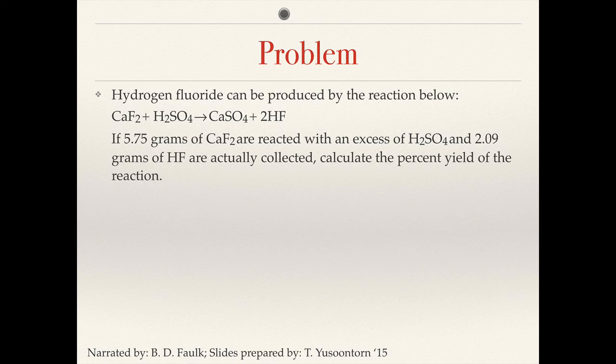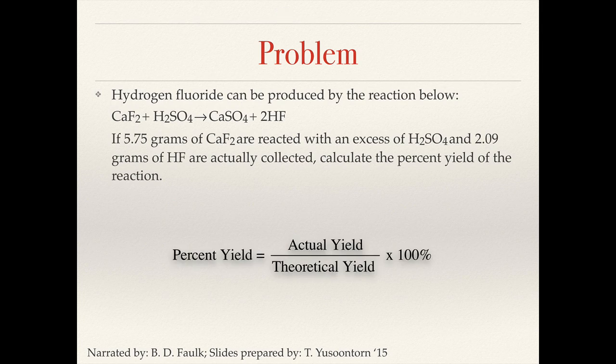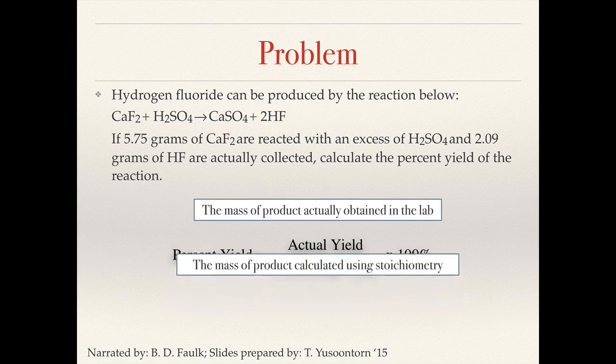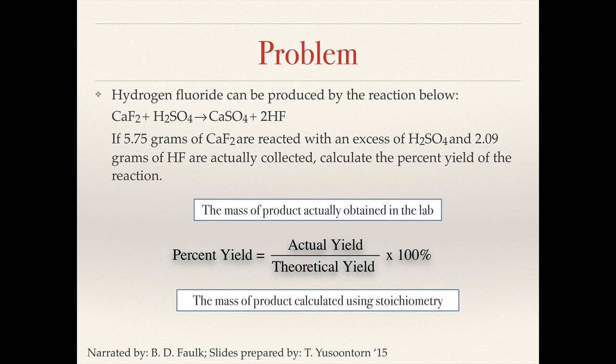All right, let's take a look at our first percent yield question. Here we're asked for the percent yield of hydrogen fluoride, which is a very toxic chemical. We note that the percent yield is always the actual yield divided by the theoretical yield. The actual yield is what we obtain in the lab, and the theoretical yield is what we predict using stoichiometry.